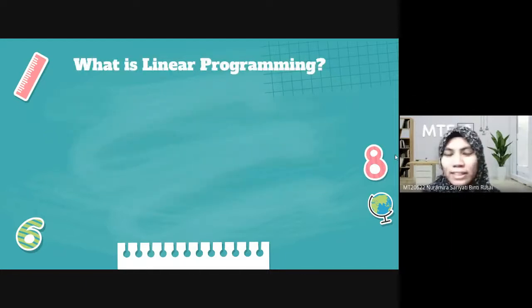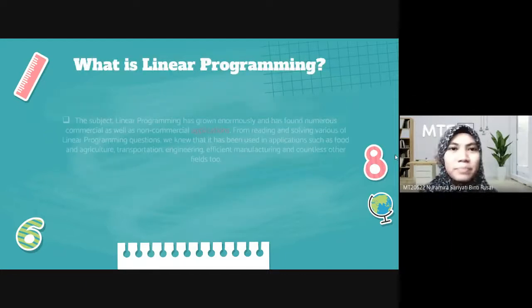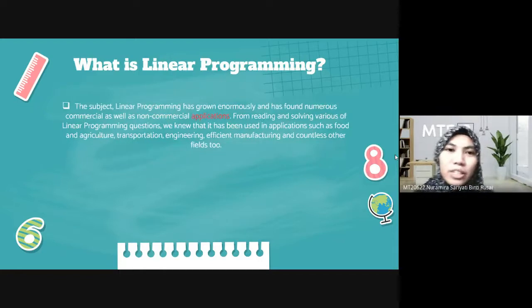So, what is actually linear programming? Okay, the subject linear programming has grown enormously and has found numerous commercial as well as non-commercial applications. So, from reading and solving various linear programming questions, we knew that it has been used in applications such as food and agriculture, transportation, engineering, efficient manufacturing, and other fields too.